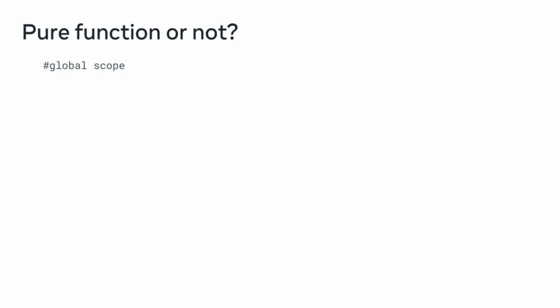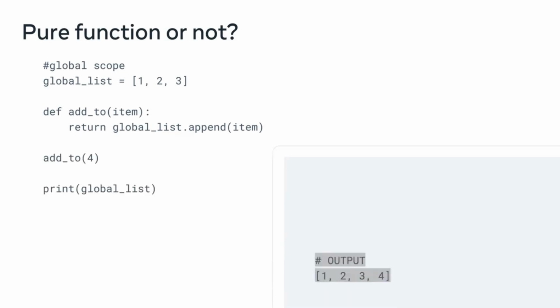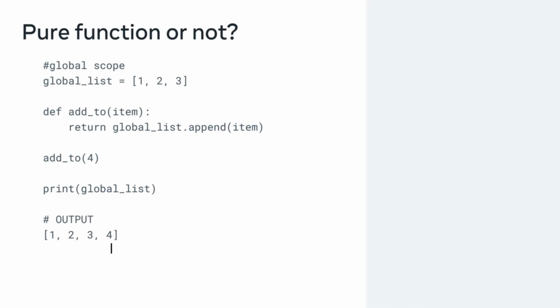This code includes a list on the global scale and a function called add with a single parameter called item. The value of item is then set to 4. The output is 1, 2, 3, 4. What do you think? Is this a pure function? No. It's not a pure function as it changes the global list by appending the item which is passed as an argument.